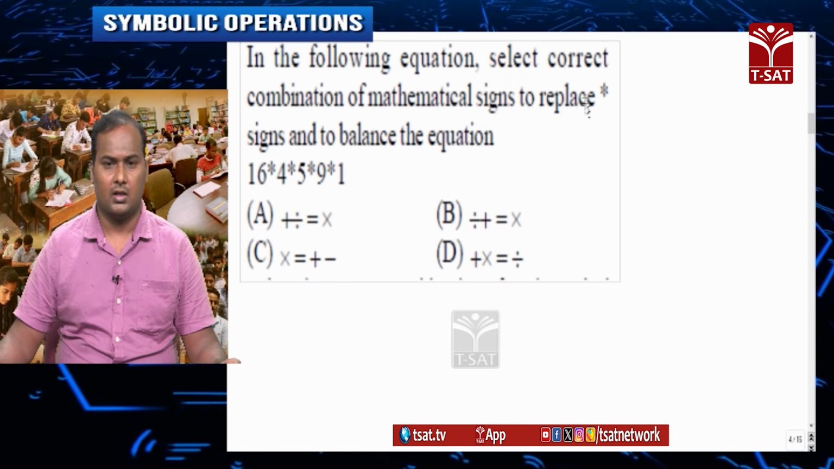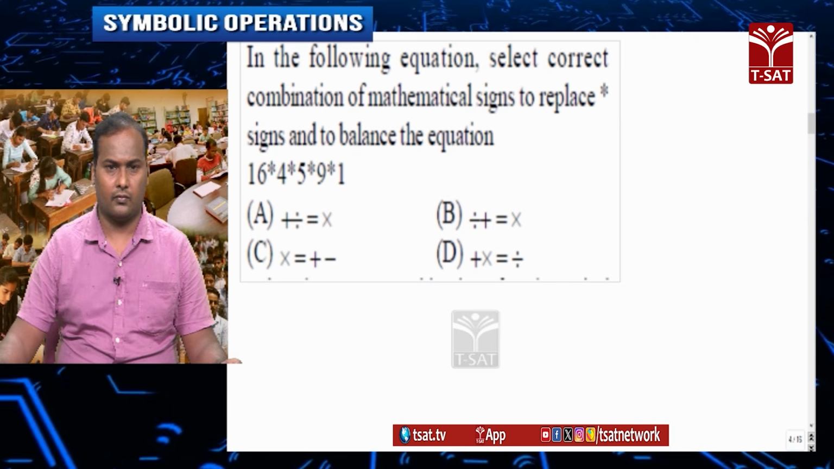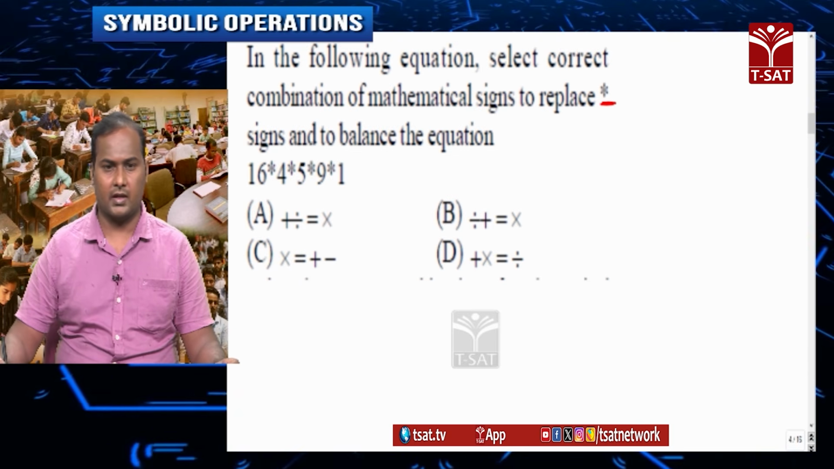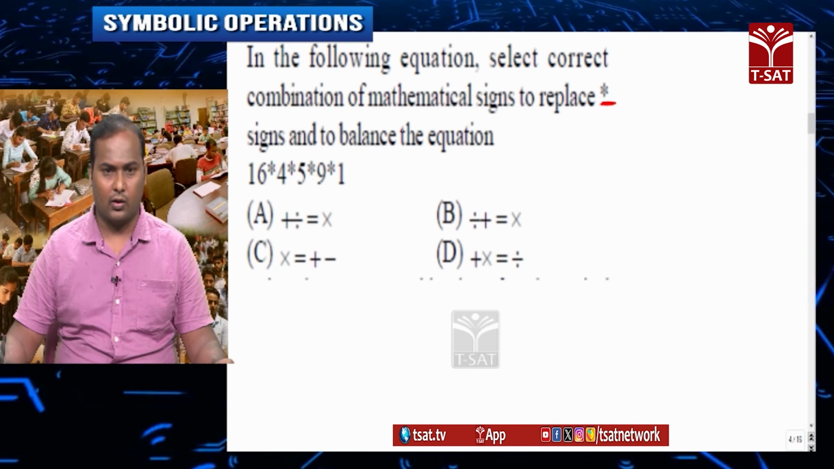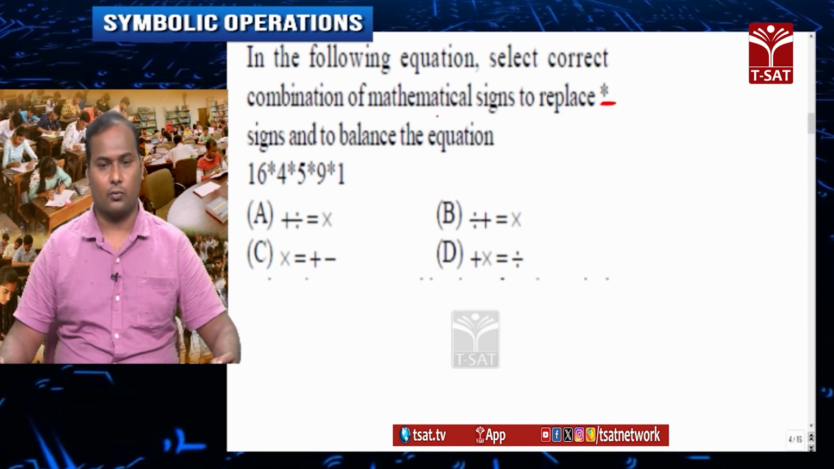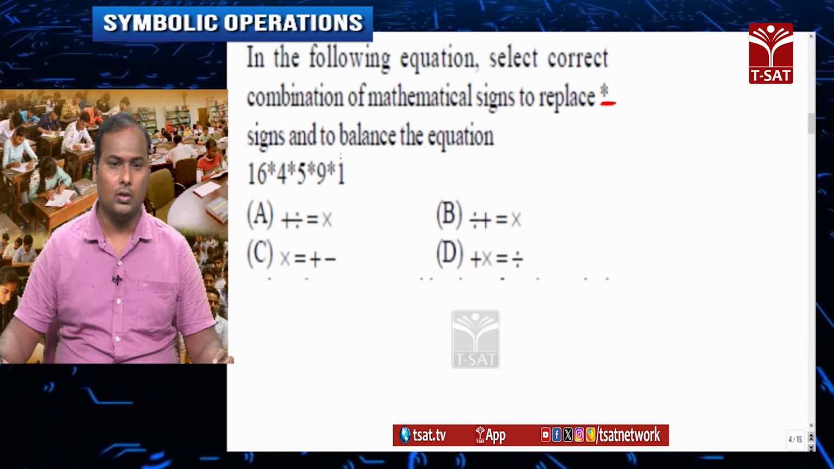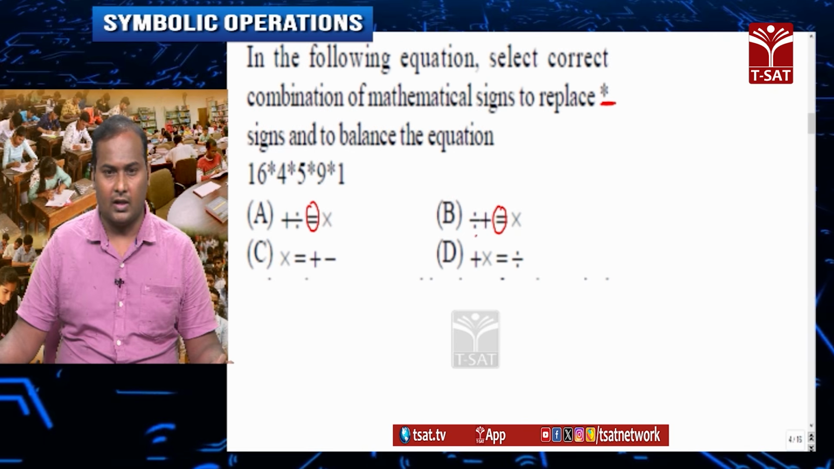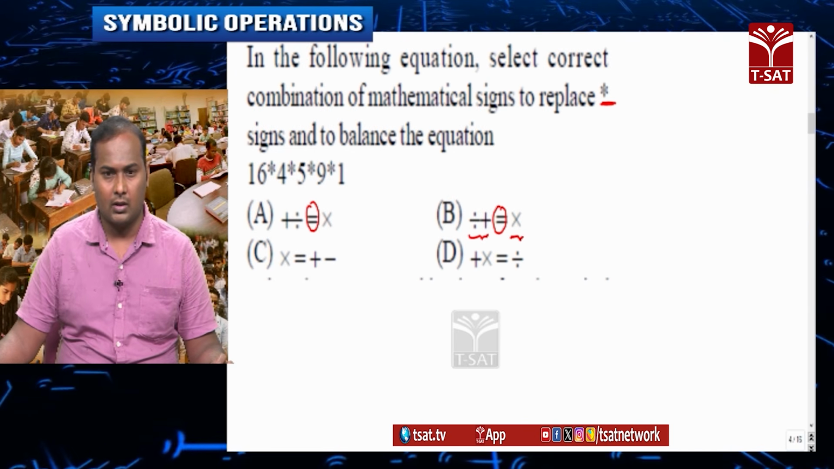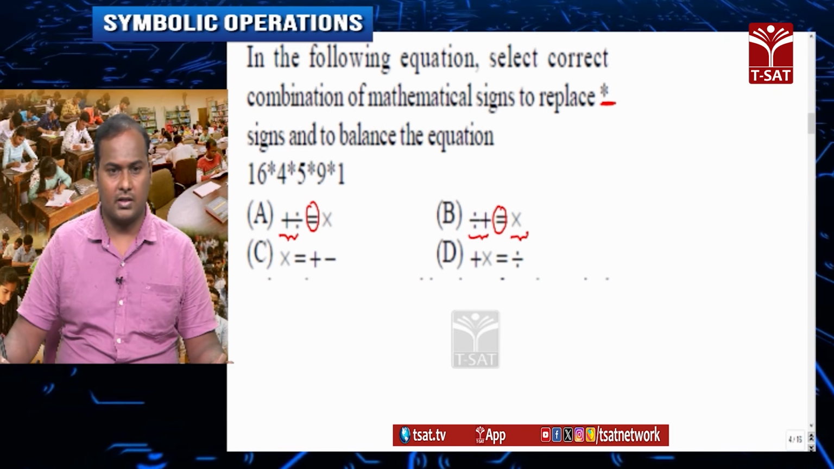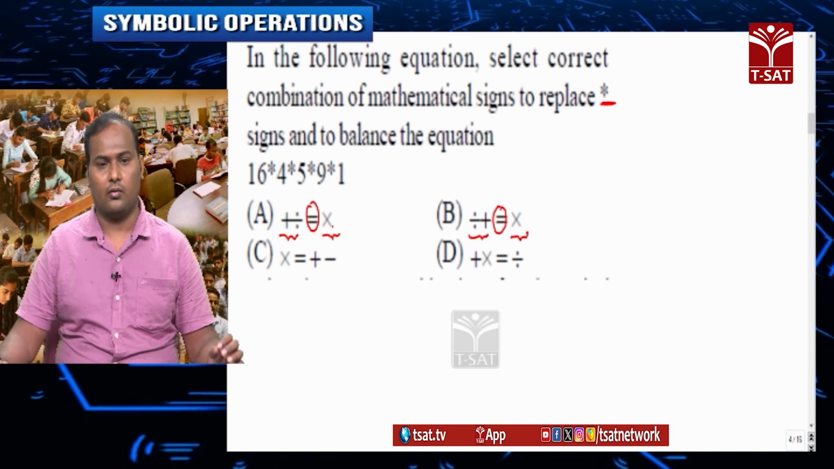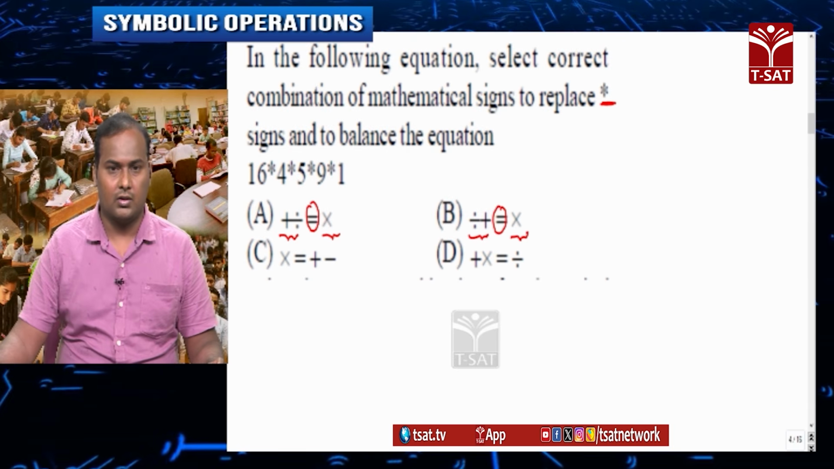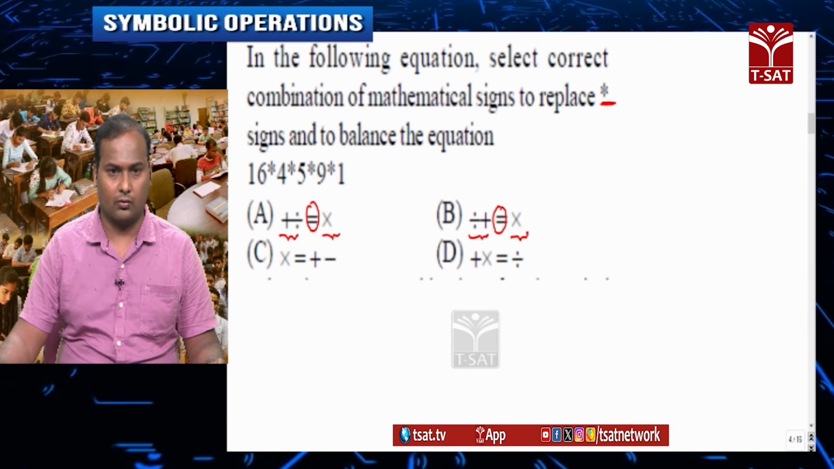And in the following question, select the correct combination of mathematical signs to replace the star symbol or star sign, and balance the equation, and you have to perform the equation. In this type of question, if you observe the options, what is the clue? The clue is the equal sign. Whenever equal is there in between, the left hand side should be equal to the right hand side. From here onwards you have to focus on the left hand side and right hand side of that equal symbol. So let's try to solve them.